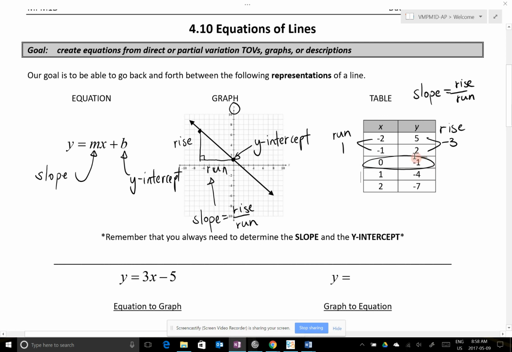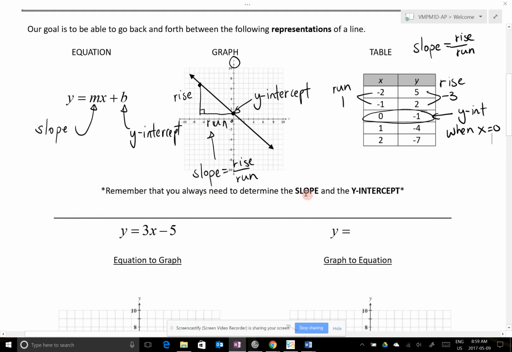The y-intercept is not only where the line crosses the y-axis, but it's also where the x value is 0. Like here on the graph, x is 0, and the y value is our y-intercept, -1. So this is the y-intercept when x equals 0. To go back and forth between the different representations of a line, you just have to be able to identify how to find the slope and how to find the y-intercept. Remember that you always need to determine the slope and the y-intercept.